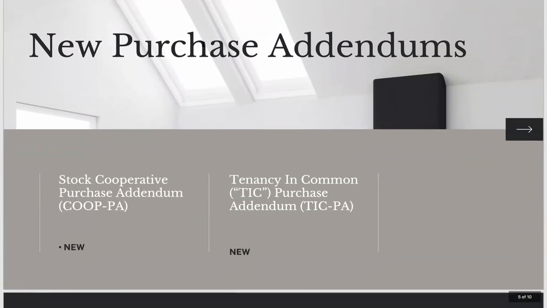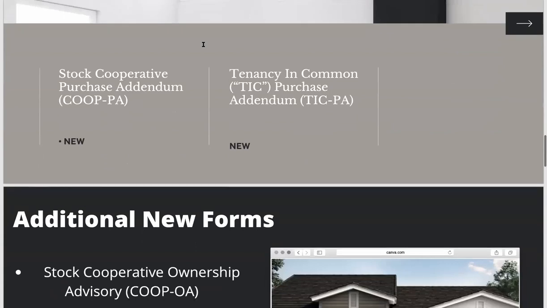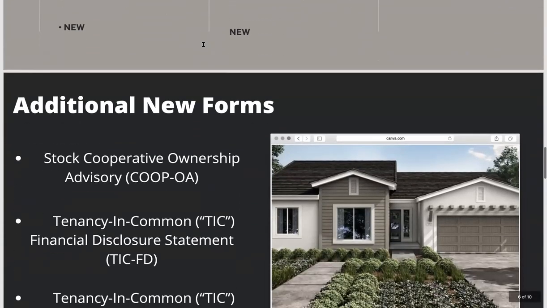The next 2 purchase addendums are stock cooperative, which we really don't have very many co-ops. I don't know if any of you have ever done any co-ops in California. The only ones that I've ever seen are by the beach, but I really never ran into that. Then tenancy in common purchase addendums, which you're probably going to start seeing a lot more of. So again, take the time to see if it's something that applies.